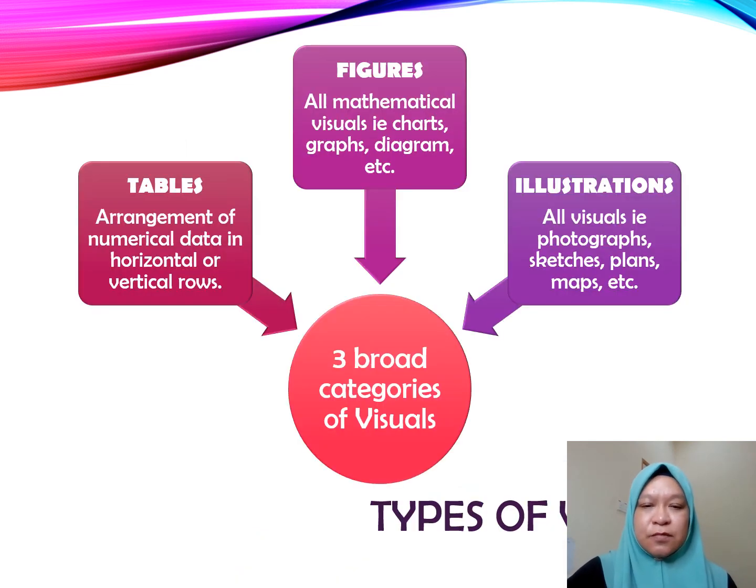So let's continue. We have three types of visuals: tables, figures and illustrations. Tables are arrangement of numerical data in horizontal or vertical rows. Figures are all mathematical visuals, that is charts, graphs, diagrams and so on. Illustrations are all visuals in photographs, for example photographs, sketches, plans, maps, and etc.